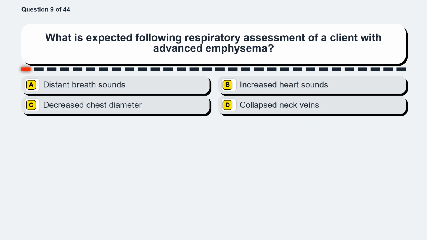Question 9. What is expected following respiratory assessment of a client with advanced emphysema? Option A. Distant breath sounds. Option B. Increased heart sounds. Option C. Decreased chest diameter. Option D. Collapsed neck veins.